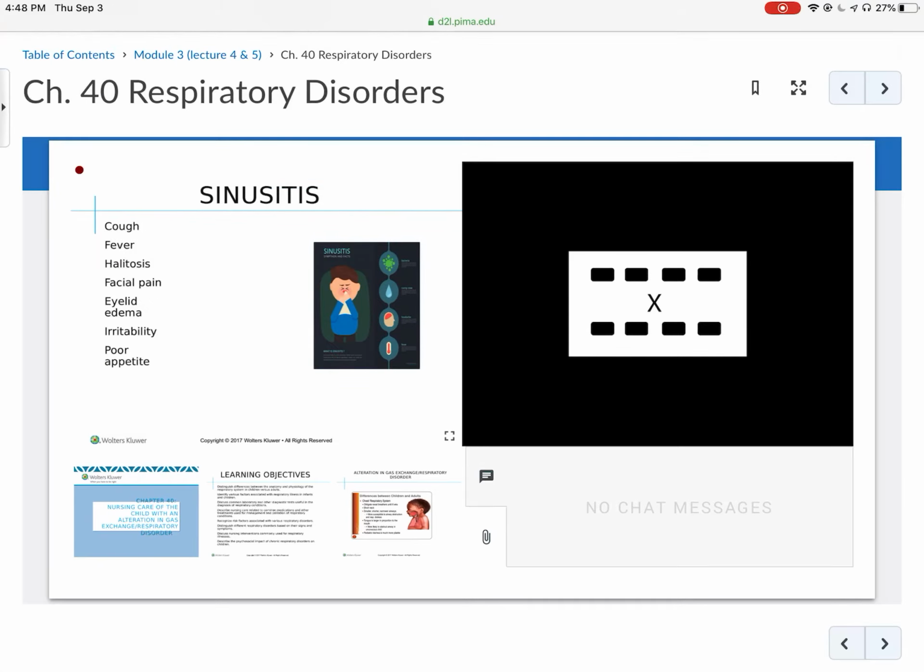Sinusitis, we do see this in adults and kids. Again, they have a very foul odor coming from their breath. They have that irritability and that pain in the sinus area. Basically, we treat the symptoms. Unless they feel it's bacterial, they will treat it with antibiotics.